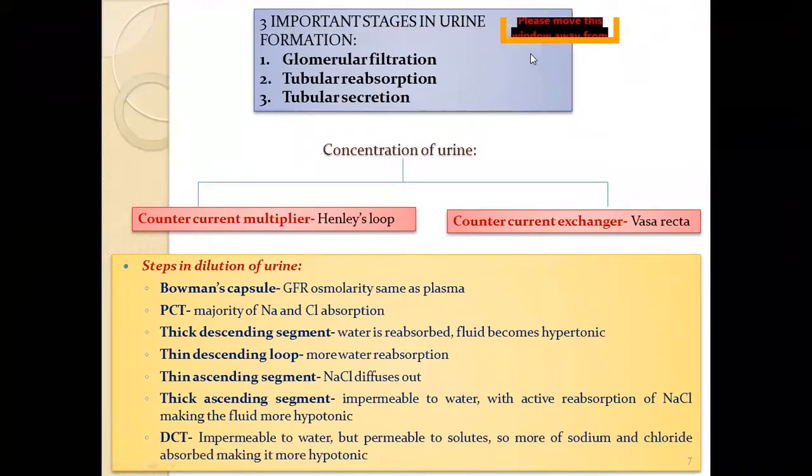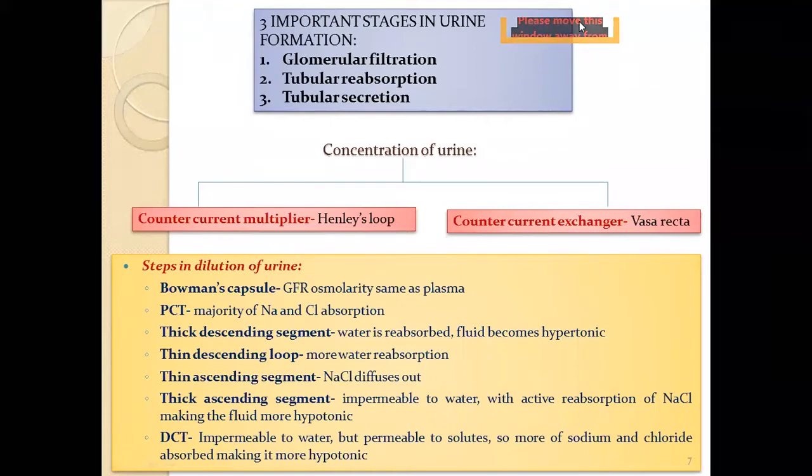Now there is one important concept you should know here, which is the concentration of urine. The urine has to be concentrated, so certain substances have to be added and removed over a period of time. This is done by a mechanism called the counter current system. The concentration of urine occurs through the counter current mechanism.